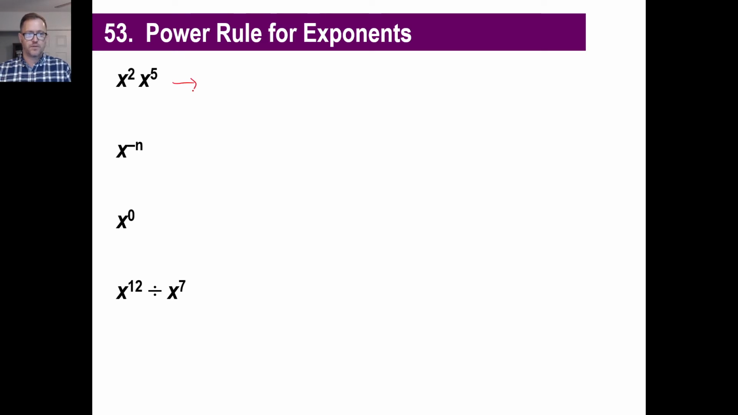So first off, x squared times x to the 5th is x to the 7th. You just add those. X to the negative n, by definition, is 1 over x to the positive n. X to the 0 by definition is 1. And x to the 12th divided by x to the 7th, we know we subtract, so that's going to be x to the 5th.